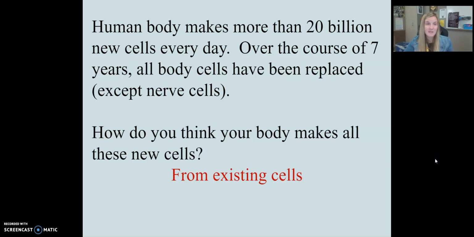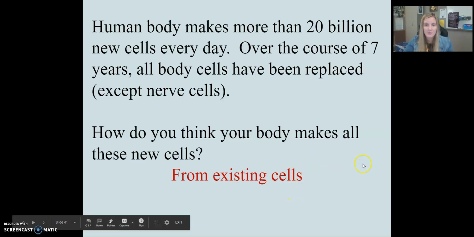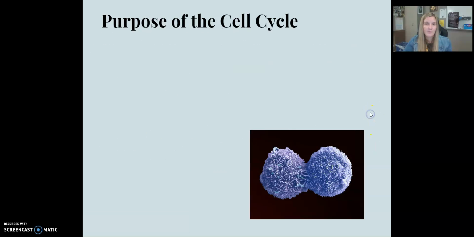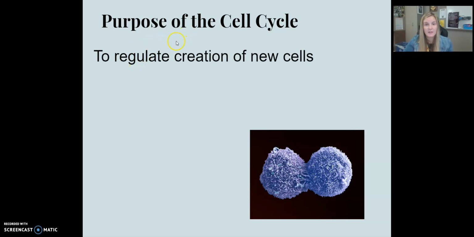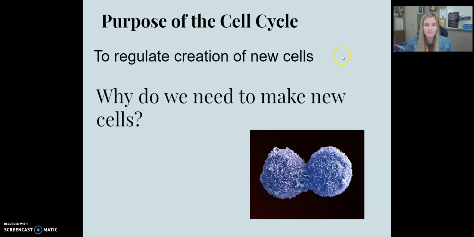They make them from existing cells. If you remember cell theory from Unit 1, we know that all cells come from pre-existing cells. And so our current cells will have to replicate and divide in order to create those new cells. Now, what is the purpose then of the cell cycle? The cell cycle regulates the creation of those new cells.